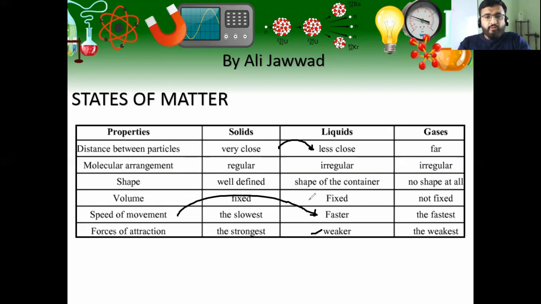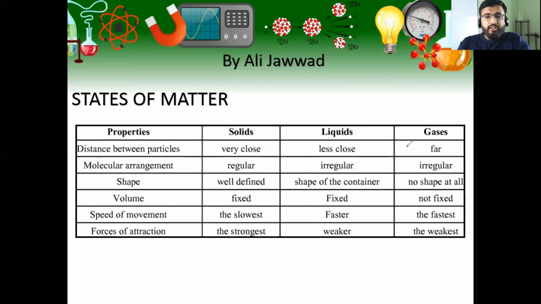And the rest goes like this: since they are free to move, they have irregular shape. They move here and there, and they can attain any shape depending upon the shape of the container.